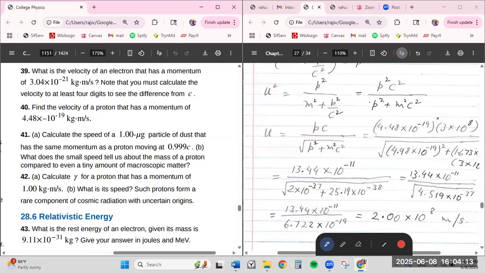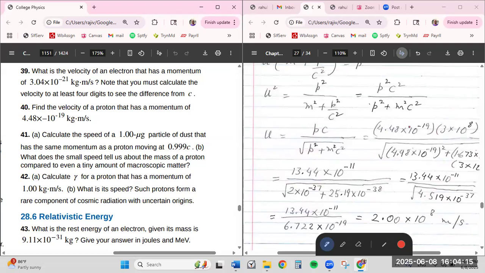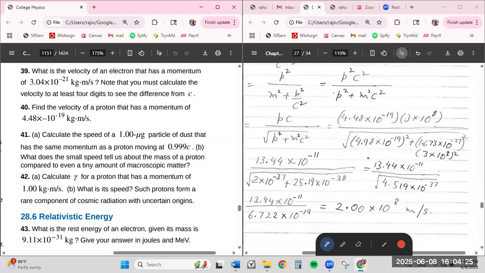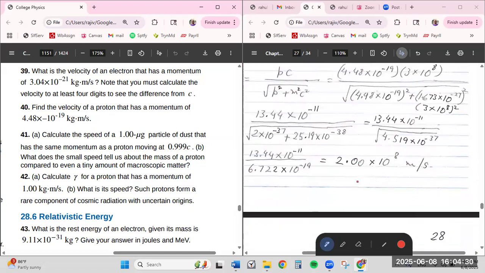And then you take the square root to solve for u, and that gives you this equation. u equals pc over the square root of p squared plus m squared c squared. And then you plug in the numbers and you get the answer that it's 2 times 10^8 meters per second. That's how fast the proton would have to go in order to have this momentum.